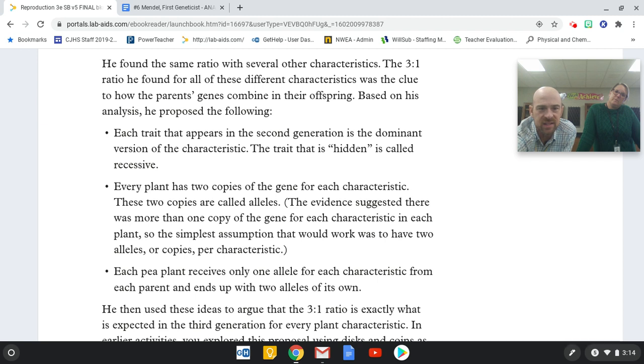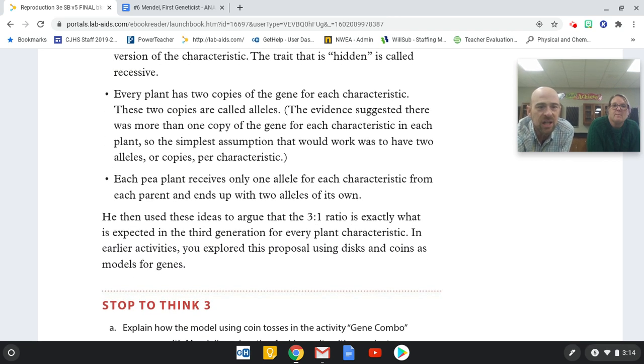Last point. Each pea plant receives only one allele from each characteristic from each parent. Again, you should be like, I've already heard this. And ends up with two alleles of its own. He then used these ideas to argue that the 3-to-1 ratio is exactly what is expected in the third generation for every plant characteristic. In earlier activities, you explored this proposal using discs and coins as models for genes, like we did with Sky and Poppy and Ocean and Lucy.